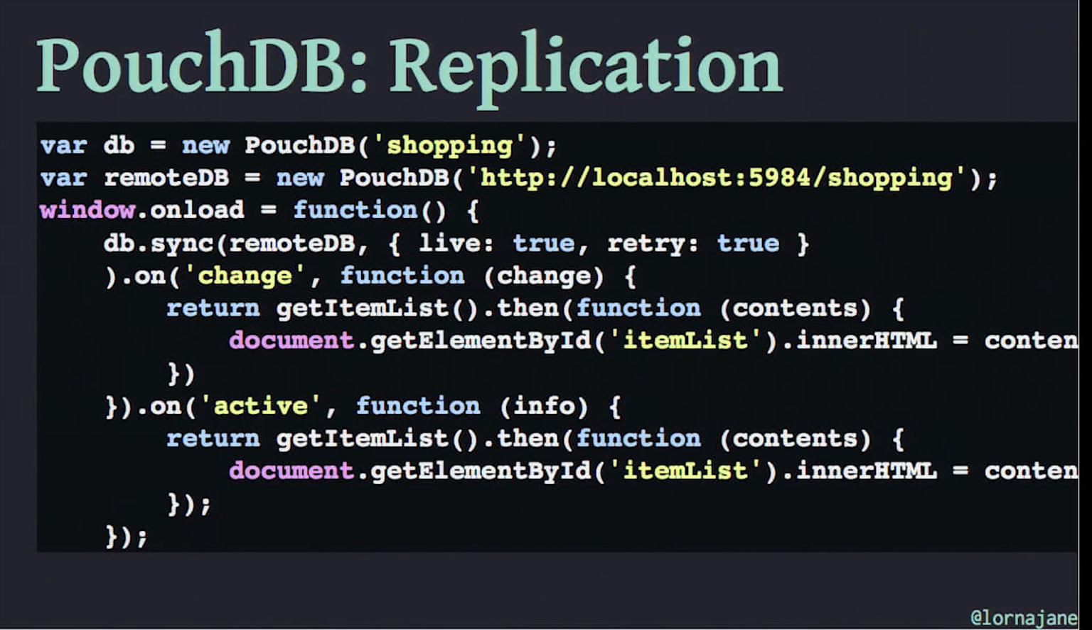All I've done here is set up the sync, which is two-way replication between PouchDB and CouchDB. When there's a change in either place, I've written some code that asks it to update the display. And when there's active, meaning we've been disconnected and now we're reconnected, so if the connection drops and then comes back, it will then also re-update the view, so if anything new's come in.